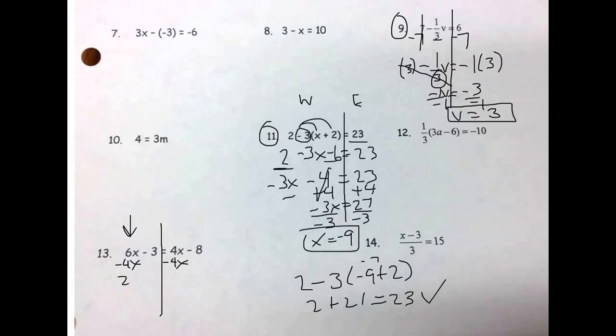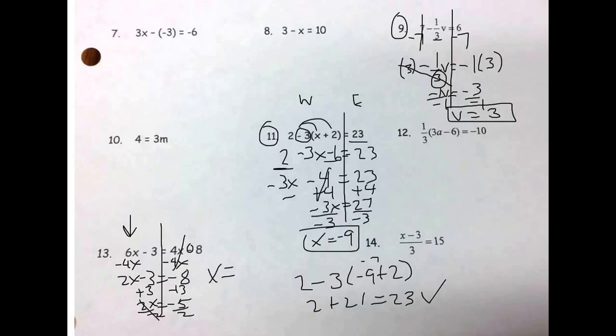6x minus 4x is 2x. Bring down everything else. 4x's cancel. Make sure you bring down that negative with the 8. Plus 3 to both sides, plus 3. So I get 2x equals negative 8 plus 3 is negative 5. When it's beside it, I divide it. So I divide both sides by 2. The 2's cancel.